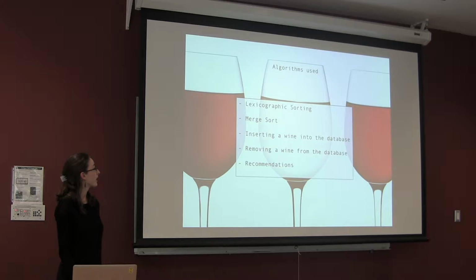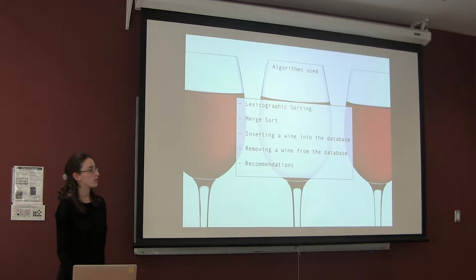Then merge sort I implemented from the homework 5. The only difference being rather than sorting the list of numbers, it was sorting a list of wine nodes, and it was sorting them by a specific integer within the wine node.